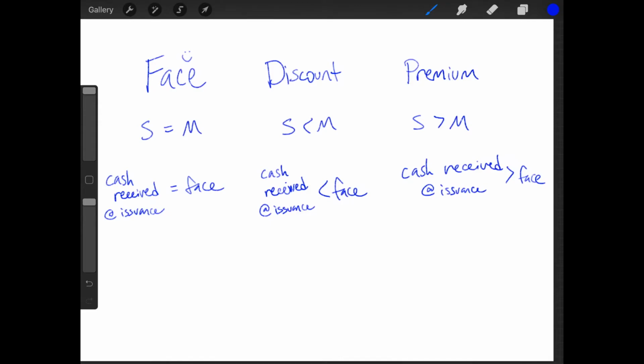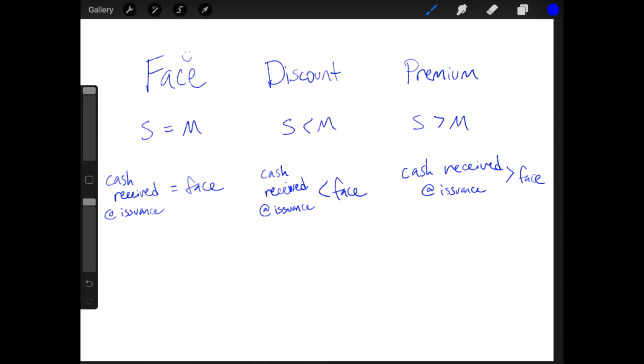Now, I like to first compare my stated and market rate to make an initial determination on if the bond is issued at face, discount, or premium. However, once I am able to calculate the amount of cash I receive, I compare that to my face value just to confirm that it matches that initial conclusion. If it doesn't, then something either went wrong in my initial comparison or in my present value calculation. Note that if you're given either only your stated and market rates or only the cash you receive and the face value of your bond, you're able to determine what that bond was issued at by that information alone.